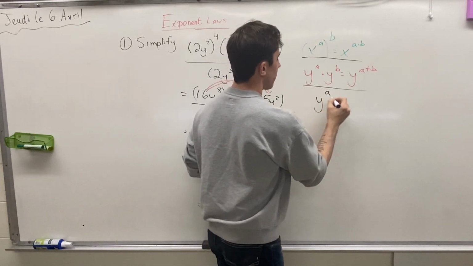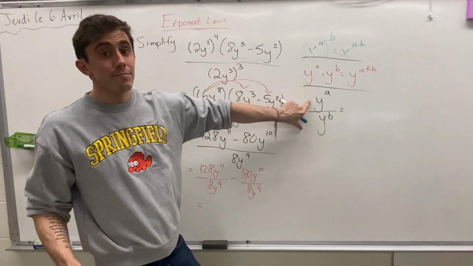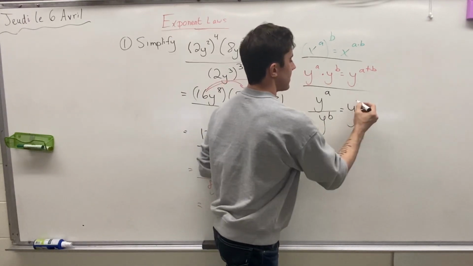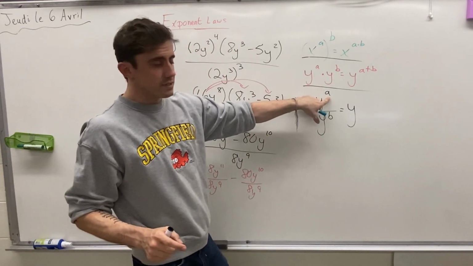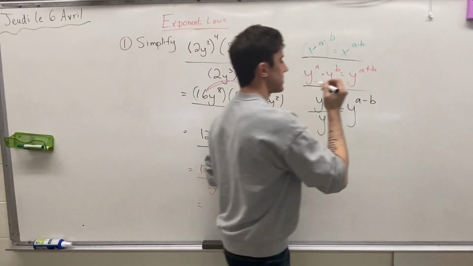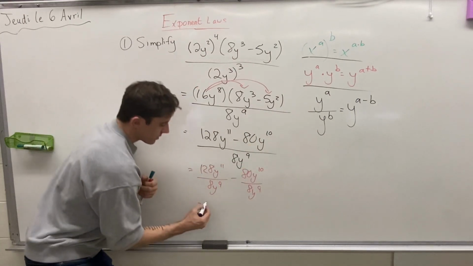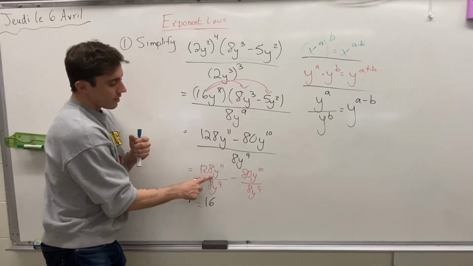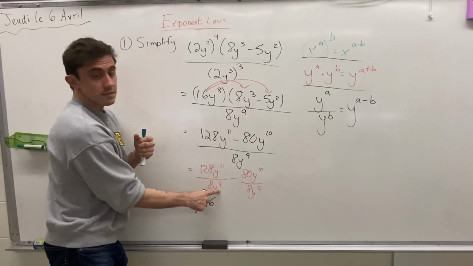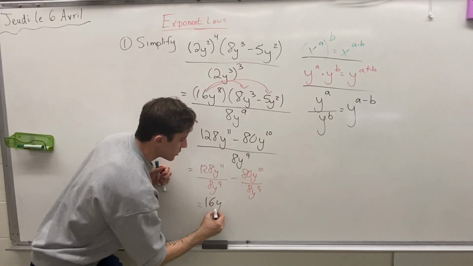I'll remind you of a third exponent law that will be useful here. Whenever we have y to the power of a divided by y to the power of b, that is to say, whenever we divide the same base when there are exponents at play, we can write this simply as y to the power of the top exponent minus the bottom exponent. And so y to the power of a minus b. And so if we apply that here, we'll have 128 divided by 8, which gives us 16. And because y is present in both terms, y to the power of 11 minus 9. And so that gives us a y squared term.